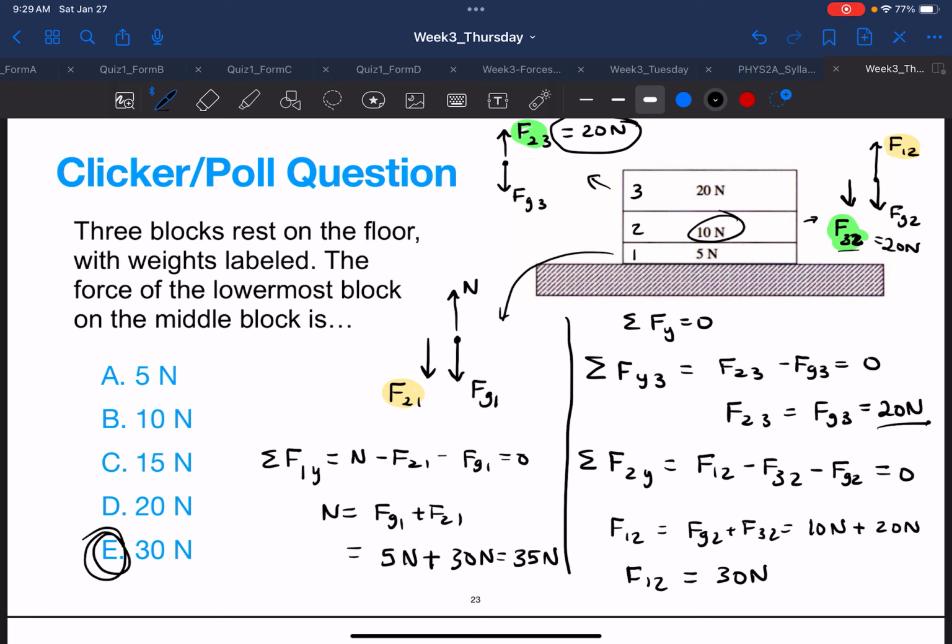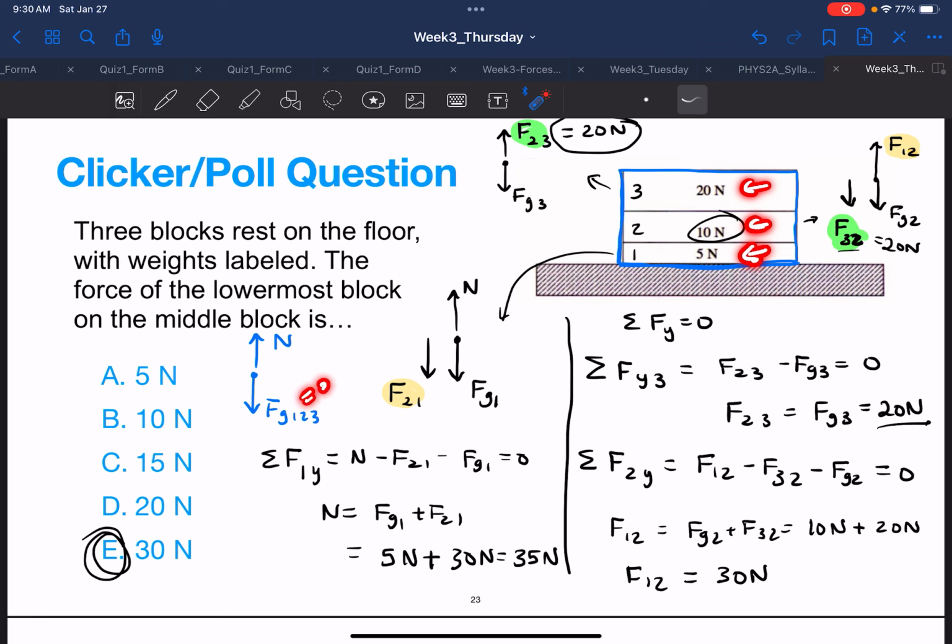This is nice because let's go ahead and consider this whole system of 3 blocks as one big block. If this is one big block, then the free body diagram for that big block is just Fg from blocks 1, 2, 3, so sum them up, and then the normal force, which is going to be the same normal force as in this case. Well, Fg 1, 2, 3 is the sum of all the weights. What's 20 plus 10 plus 5 is 35.